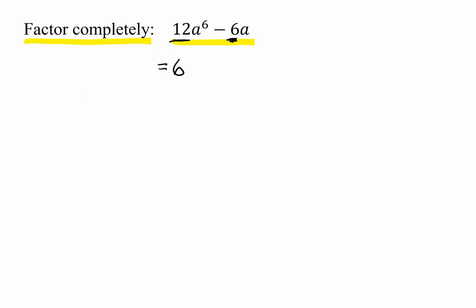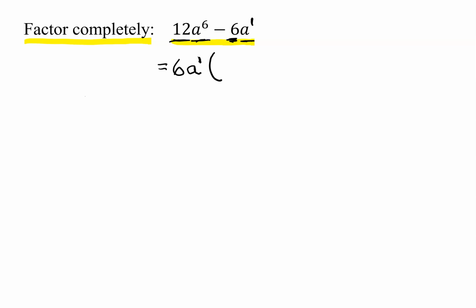That's the biggest number they both have in common, and that is a 6. Do they both have a's in common? The first term has a to the 6th. The second term has a to the first power. So they have a's in common. And when you're factoring out a variable, you always pull out the variable raised to the smallest exponent in the expression. So I'm going to pull out a to the first power.